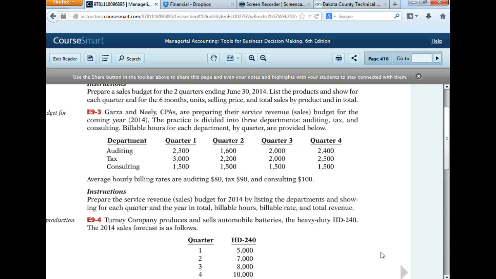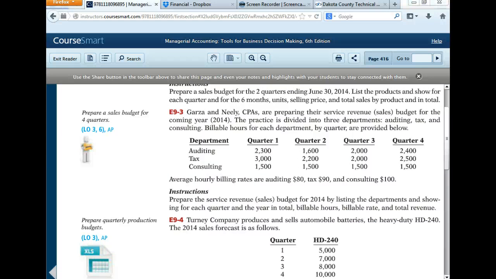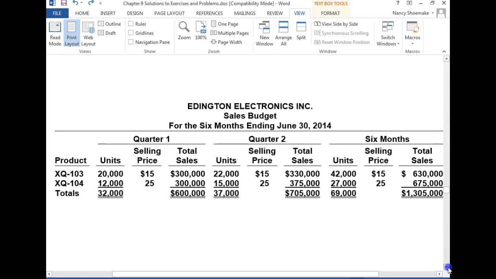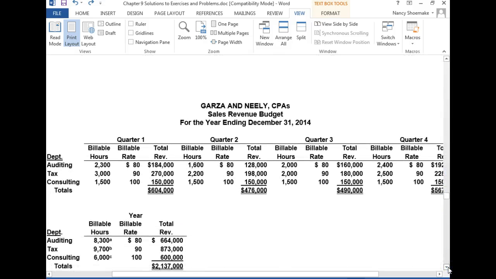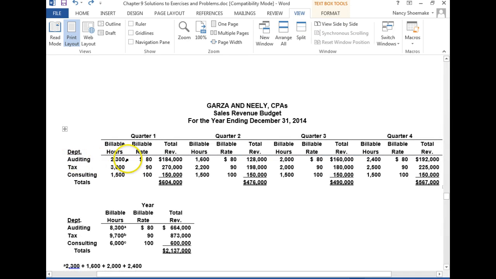We're going to prepare the service revenue or sales budget for 2014 by listing the departments and showing for each quarter and the year in total, billable hours, billable rate, and total revenue. So if we go back here, they tell us the billable hours for auditing are 2,300, for tax are 3,000, and for consulting it's 1,500. They give us the rates for each of these services, and we come up with our total revenues. We do that for each quarter, and then from there we come up with the amount for the entire year. So all we're doing for a yearly total is taking each quarter and adding them all together.